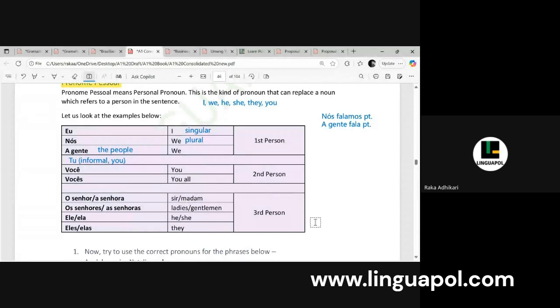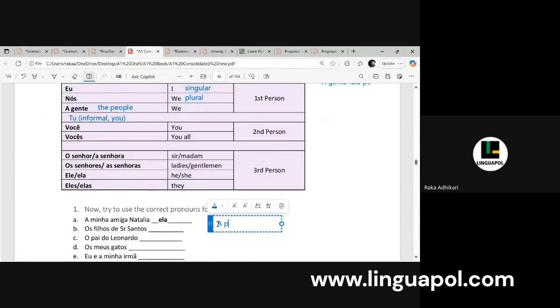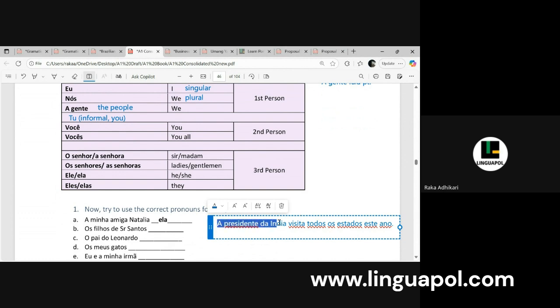Por exemplo, se falamos que a presidente da Índia visita todos os estados este ano. The President of India visits all the states this year. So if I want to remove this one, a presidente da Índia, then I should use the pronoun ela, right? She visits all the states this year. But since she is a very respectable person, she is the President of India, we'll not use a common pronoun like ela. We'll say a senhora. A senhora visita.